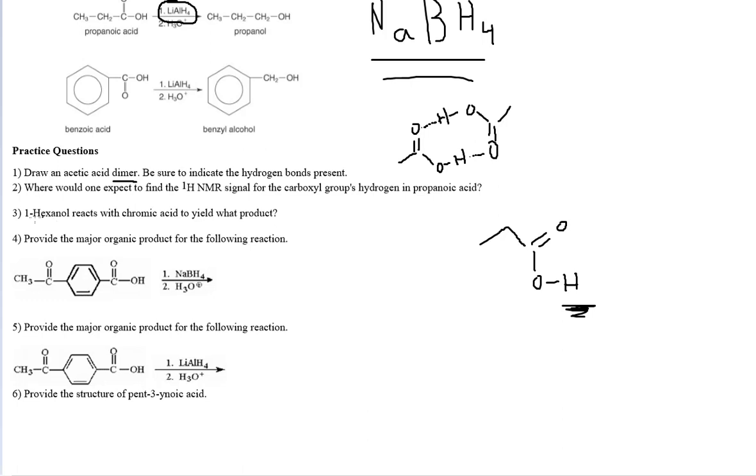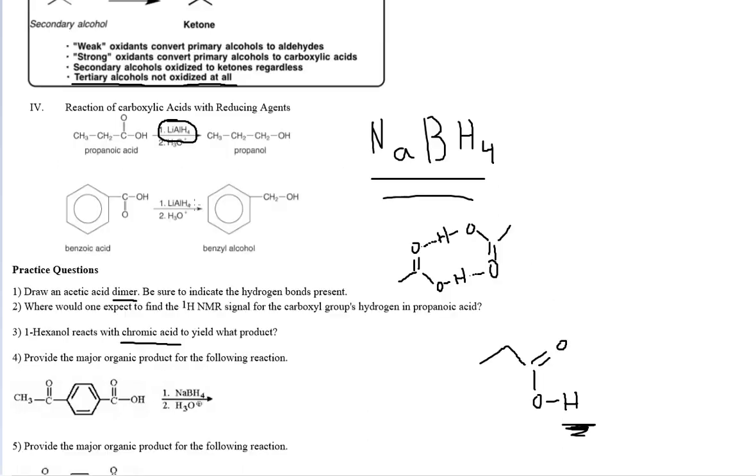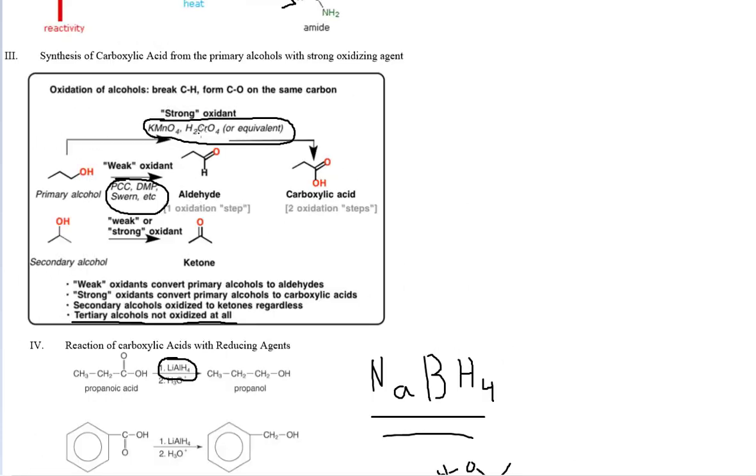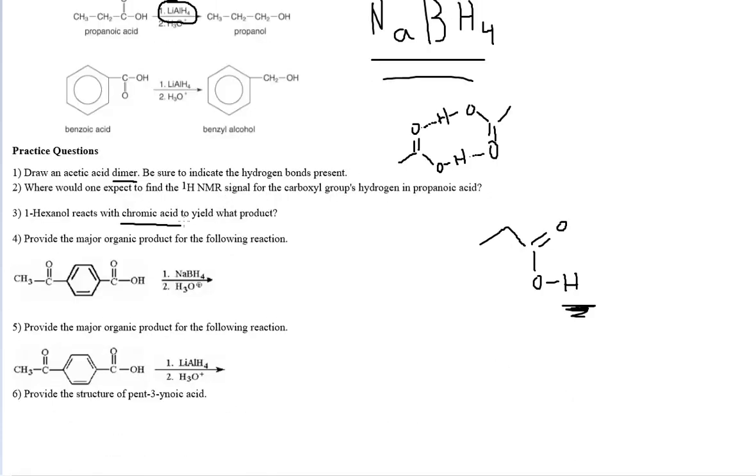Moving on, we see 1-hexanol reacting with chromic acid to yield what product? Well, chromic acid is one of our strong oxidizers. Since this is a primary alcohol, what we'll observe is the formation of hexanoic acid. So 1, 2, 3, 4, 5, 6. Our current product looks like this, but after oxidation with a strong oxidizer, we observe the formation of a carboxylic acid. So this will be hexanoic acid.